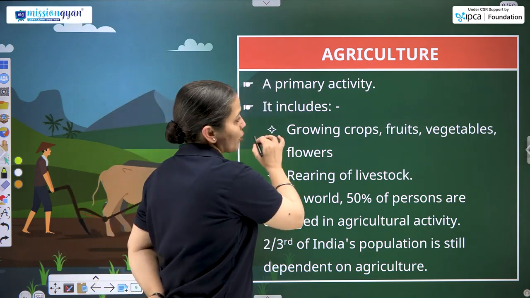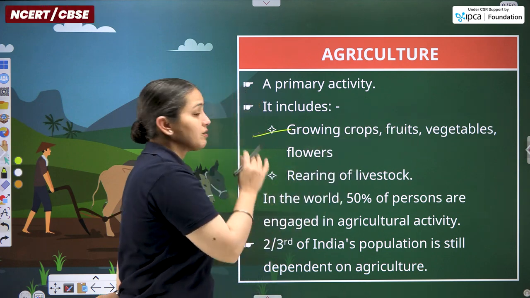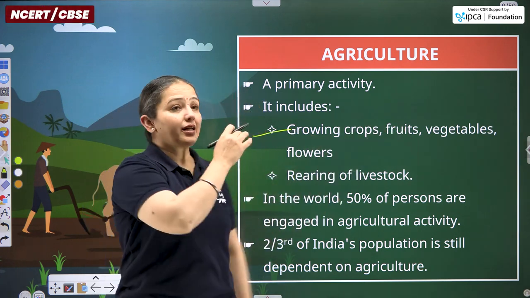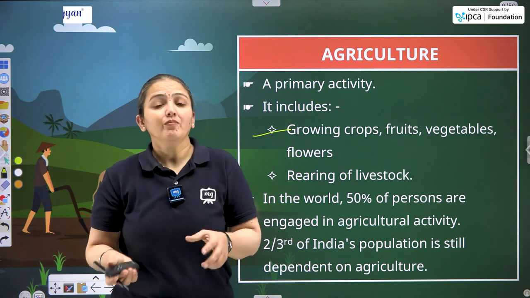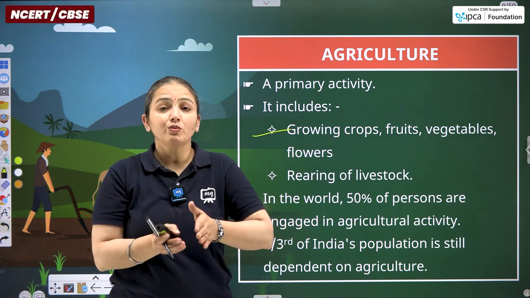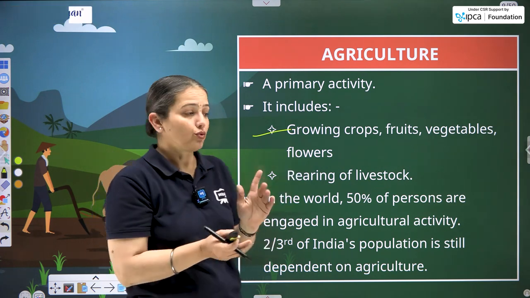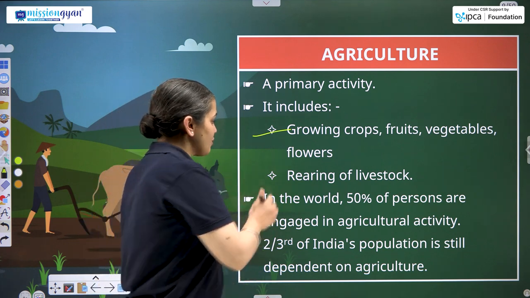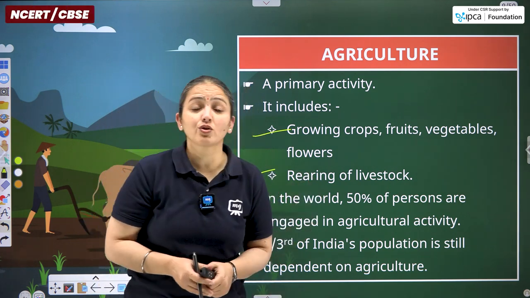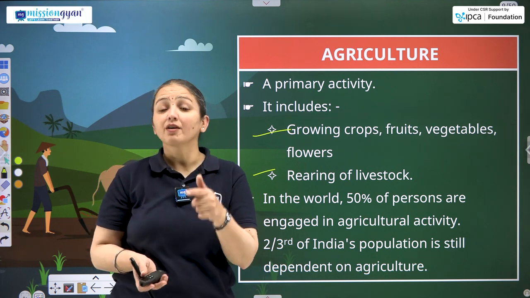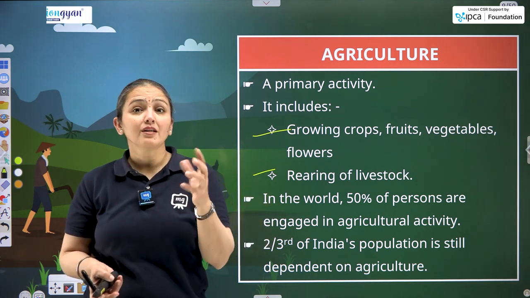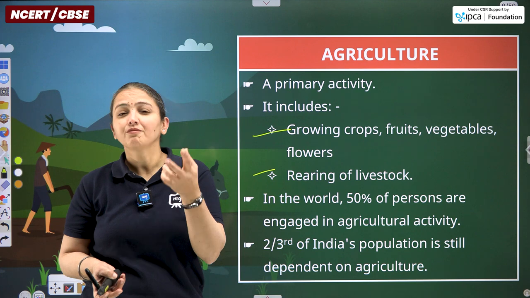It includes growing crops, fruits and vegetables, flowers also, because there are certain types of cropping season. Among them, there is a particular cropping season within which vegetables and flowers are also grown. Rearing of livestock, I've told you, within which animals are also being taken care of in terms of dairy farming, obtaining the raw material or the extraction of raw material in the form of milk.